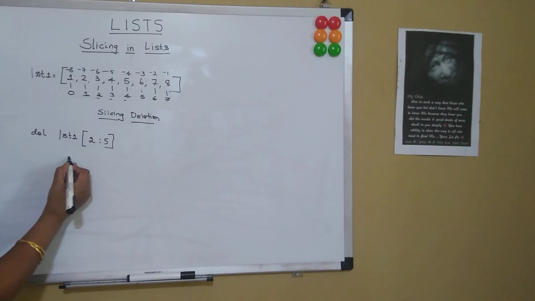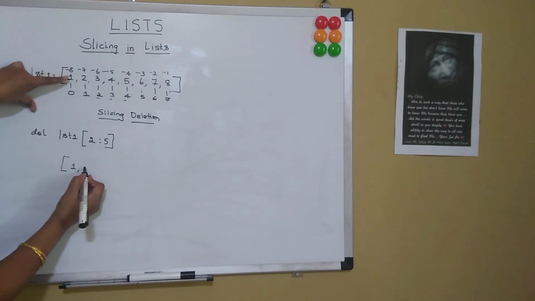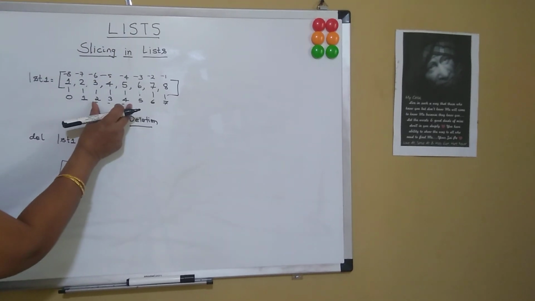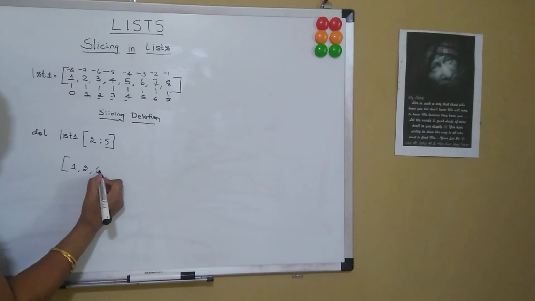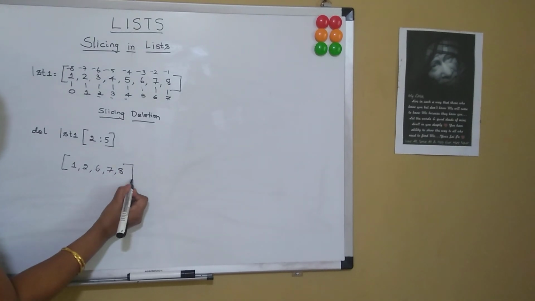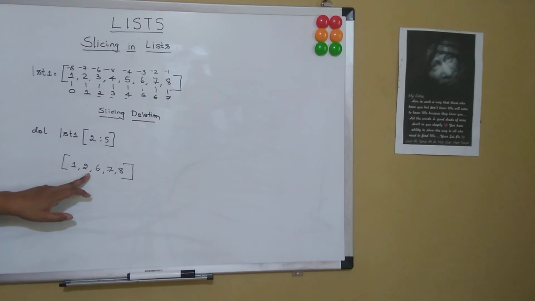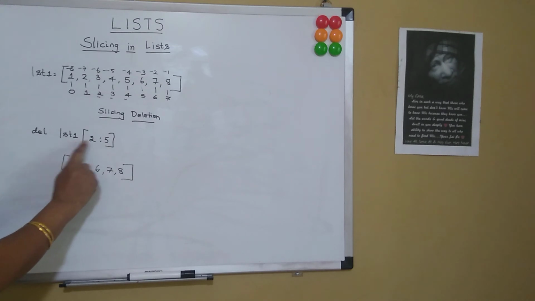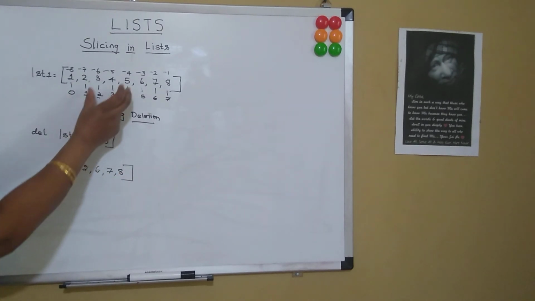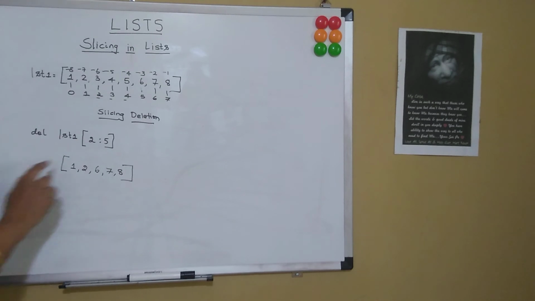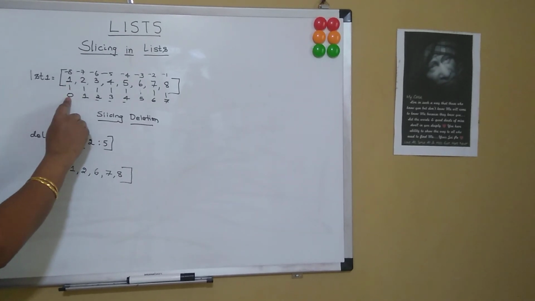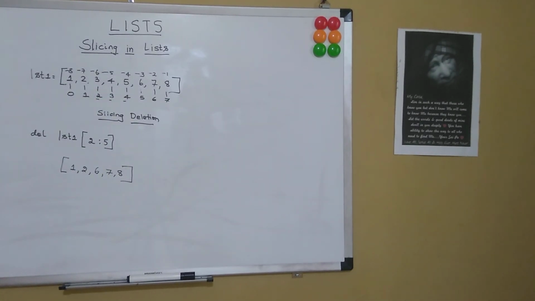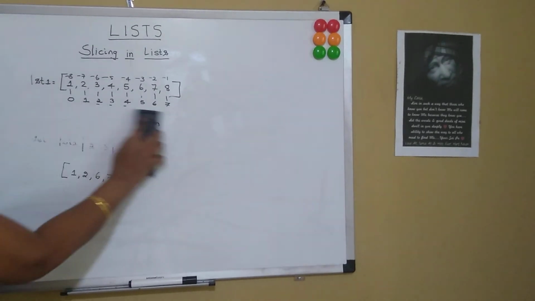So when I print my list, it will give the values 1, 2, and 3, 4, 5 have been deleted from the list. So it will give 6, 7 and 8. So for deletion we have to use del and we have to slice the list to delete so many items. If we give indexing, we can delete only one particular index value. But if we give the slicing, we can delete a range of items. So this is how slicing deletion works in Python.